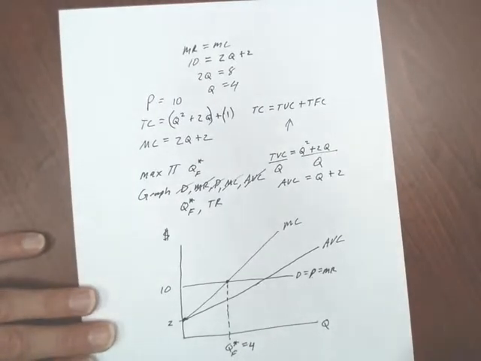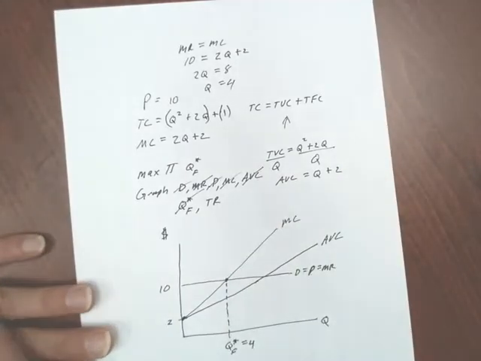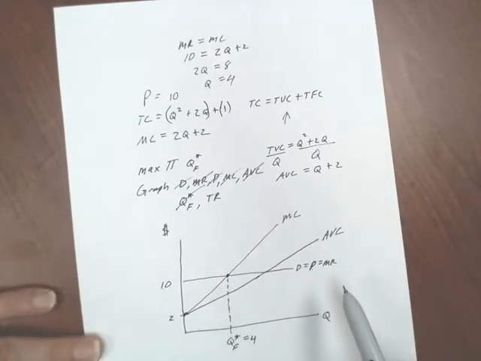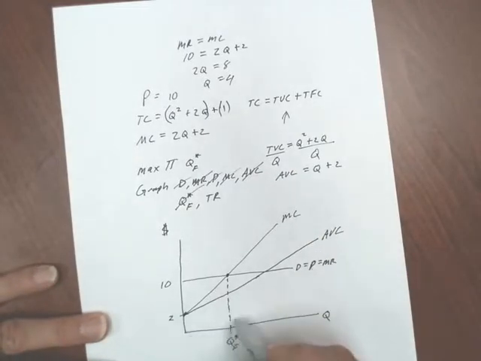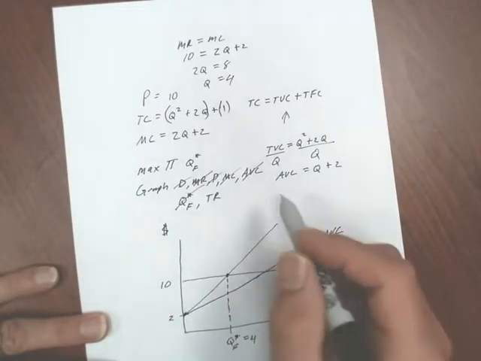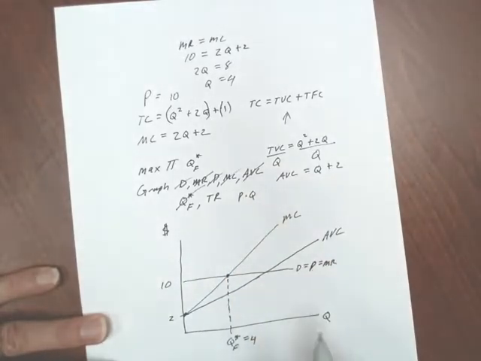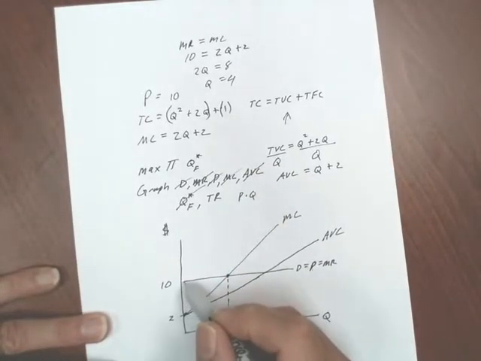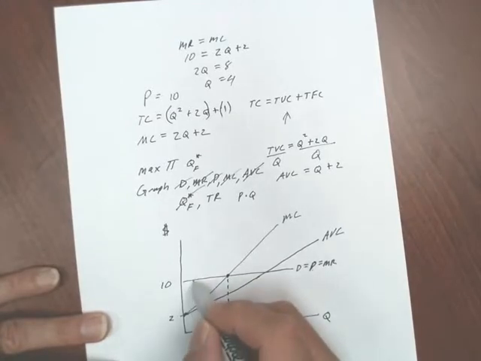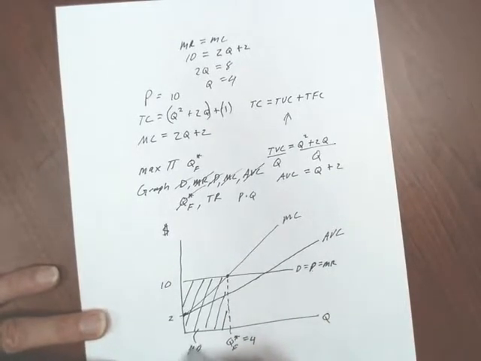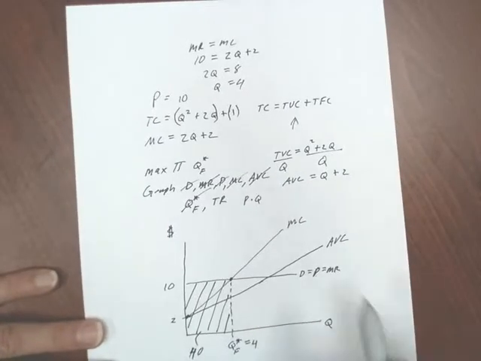Now, so we've done that. The question is now, what is our total revenue? Total revenue in this case, or in every case, is P times Q. Well, this is P, which is 10. Q is 4. That's my total revenue. And what is it equal to? It's equal to 40.